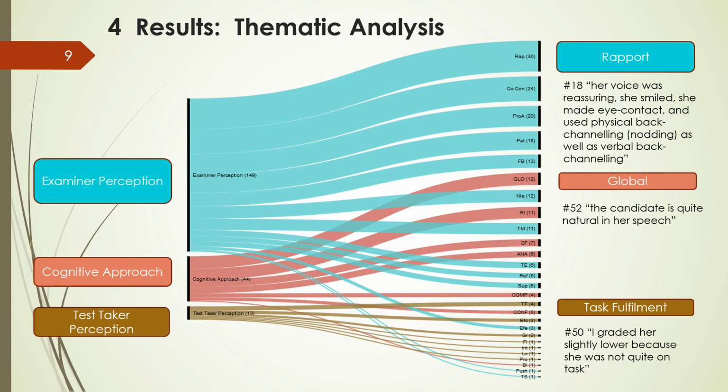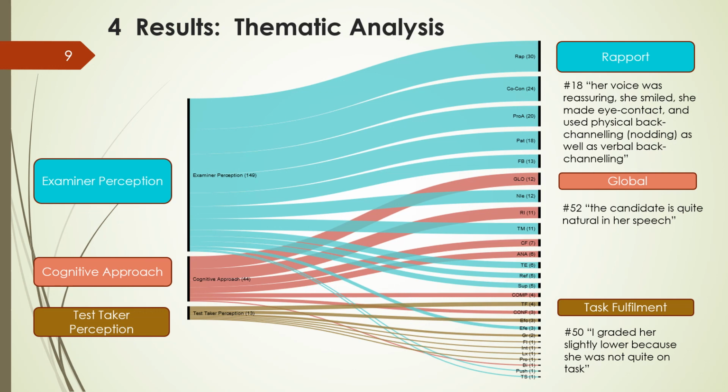Raters consider rapport to be established via demeanour, so body language, friendly and polite instructions, and conveying interest in the test taker. I have an example excerpt in support here from rater 18 at the top right. Her voice was reassuring, she smiled, she made eye contact and used physical back-channeling, nodding, as well as verbal back-channeling. This rapport subtheme provides further evidence towards McNamara's theory on the nature of speaking tests as social events where performances are co-constructed.